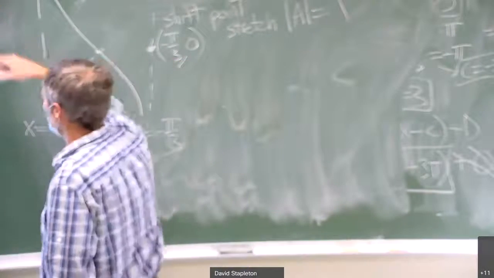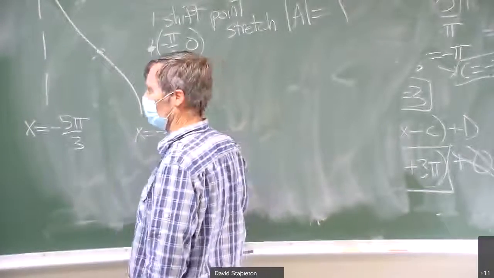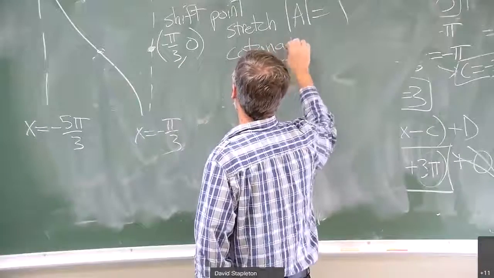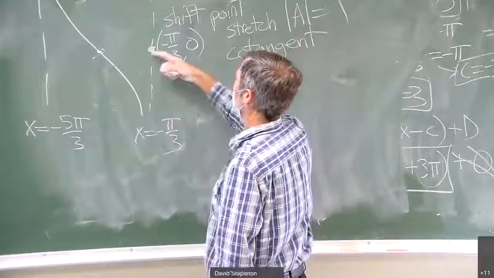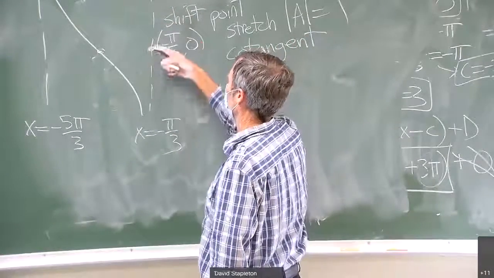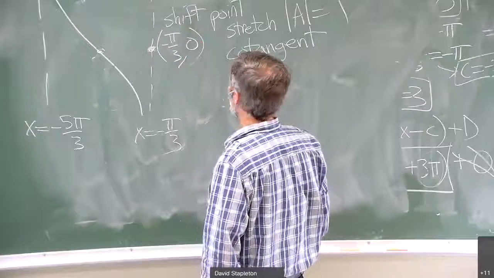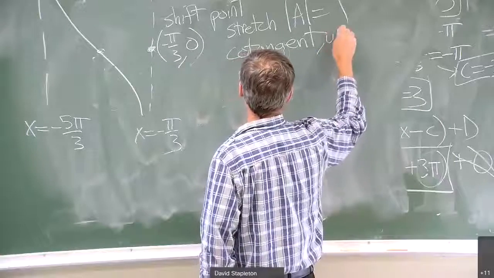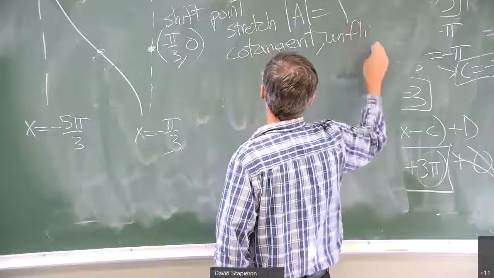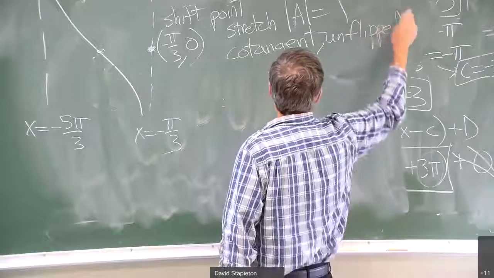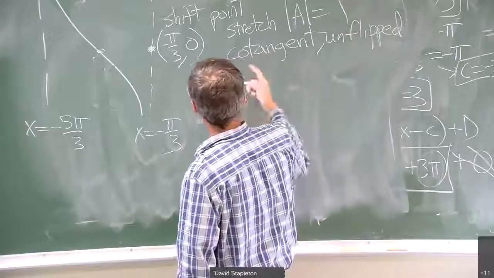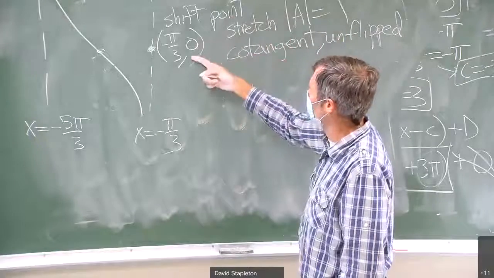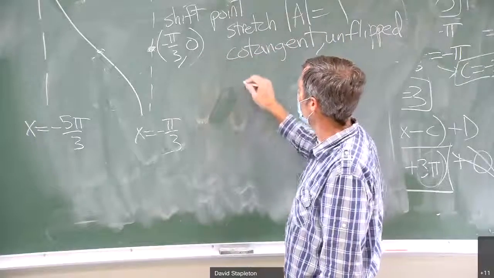Since the graph goes down to the right, we could say it's a cotangent function. And if I put the shift point on the asymptote, that's good for cotangent. And then unflipped, since it goes down to the right, or you could use a flipped tangent if you preferred. Okay, so unflipped cotangent, stretch factor 1, shift point here, and then I need the period, right?